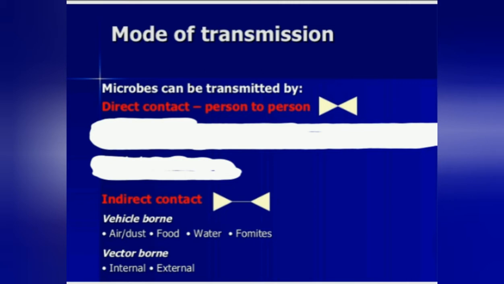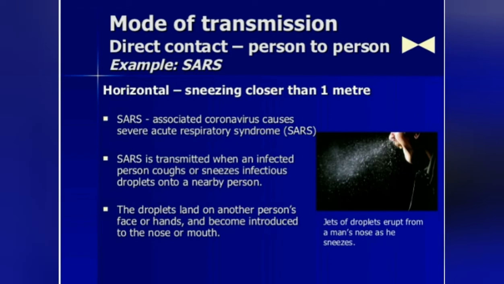Mode of transmission of microbes are direct contact, that is person to person, and indirect contact, that is vehicle borne or vector borne. Person to person transmission is, that is sneezing closer than 1 meter and cause a disease SARS, severe acute respiratory syndrome.